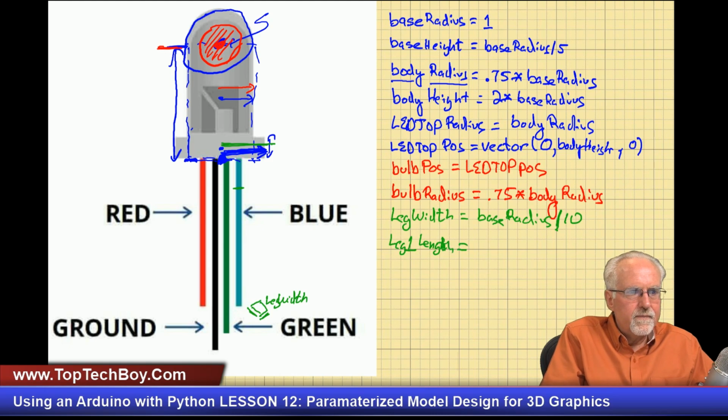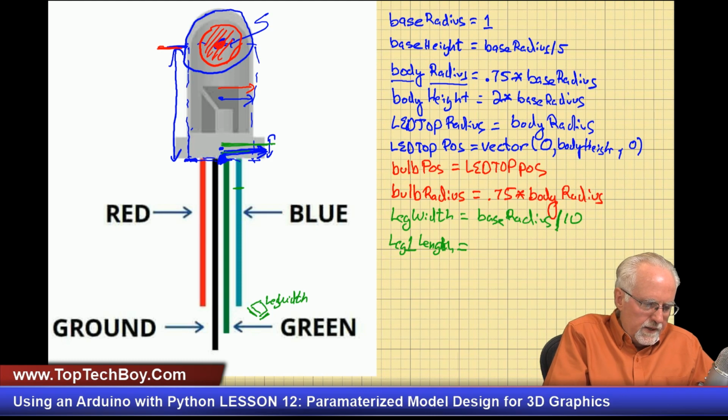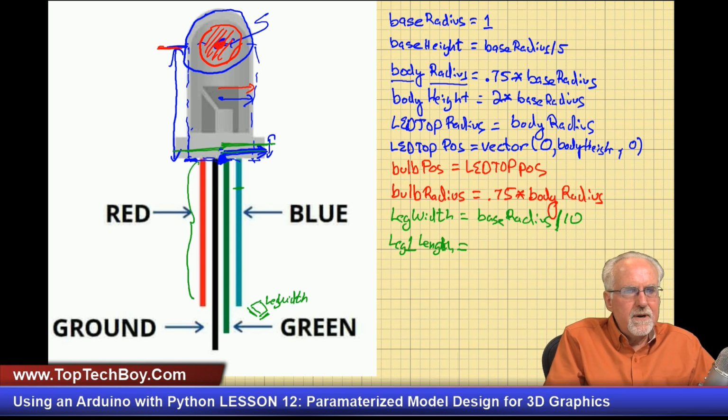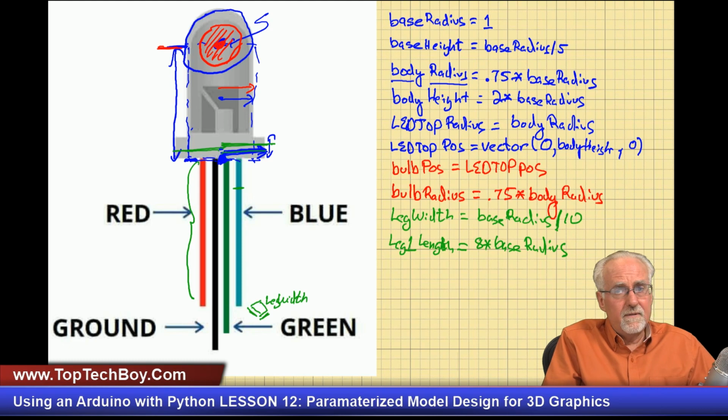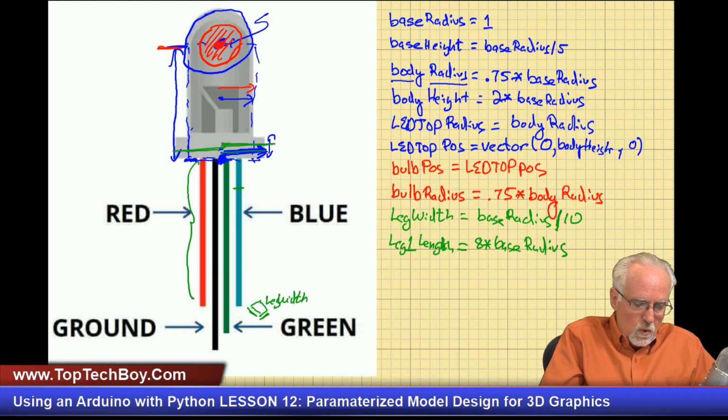Leg 1 length is going to be, if this is the radius, then I'm going to call this length leg 1 length, and I'm going to say it's 8 times the base radius. I am not arguing that you should use my 8, my 10, my 0.75. I'm arguing that you should set yours up like this, and if you want to make yours a little fatter or a little longer, do it in these equations, okay?